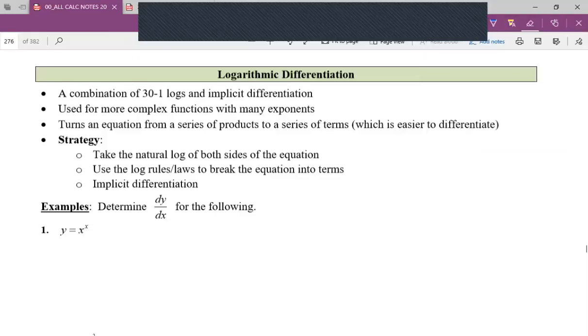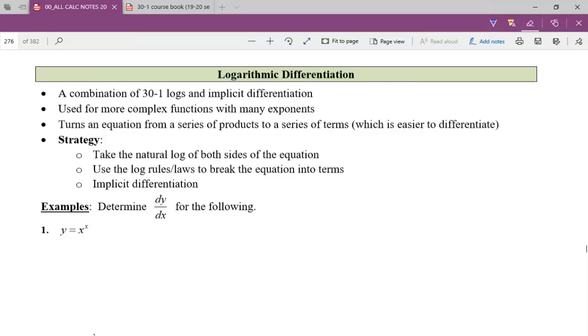All right, here's this next section. It's called logarithmic differentiation. This is 5.6 in your workbook. This ends up being a technique that we're going to use, and it stems from the fact that we had your logarithm laws.